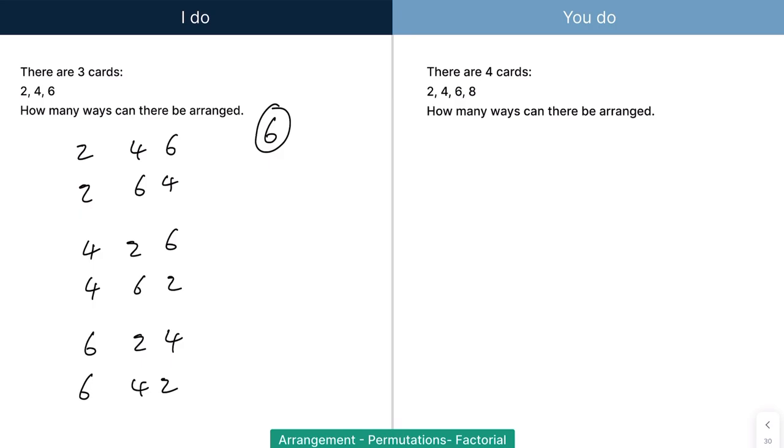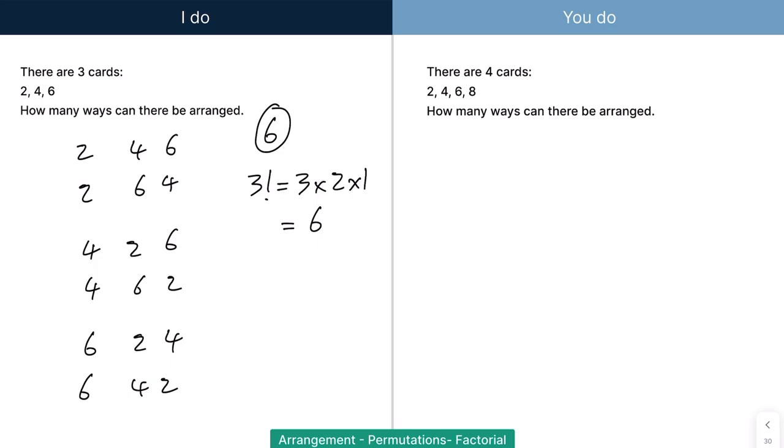Now again, there is a little shortcut to doing this. So how many cards are there? There's 3 cards, and we just write 3 with an exclamation mark. Now that just means 3 factorial, and all that means is we're doing 3 times 2 times 1, and that becomes 6. Okay, that's all the factorial means. If I add the factorial to any number, like 5, it just means I'm going to do 5 times 4 times 3 times 2, all the way down to 1, okay?